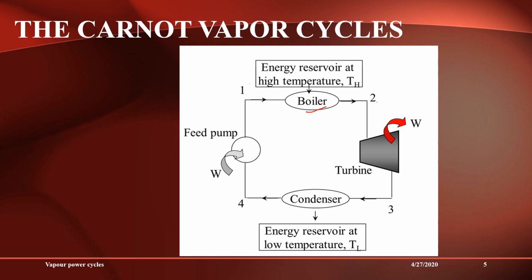After taking the heat from a high temperature source, a high temperature reservoir, the water boils and steam is produced. This high pressure, high temperature steam moves to the turbine. This is a turbine. The turbine is the power producing device. We will get a power output here. You can see the power output from the turbine.